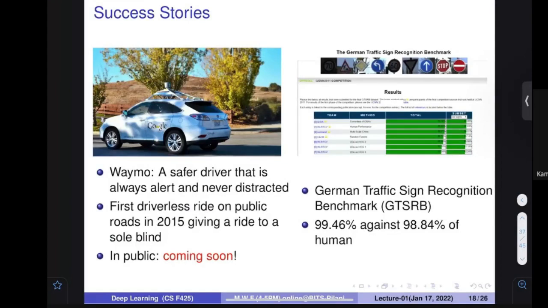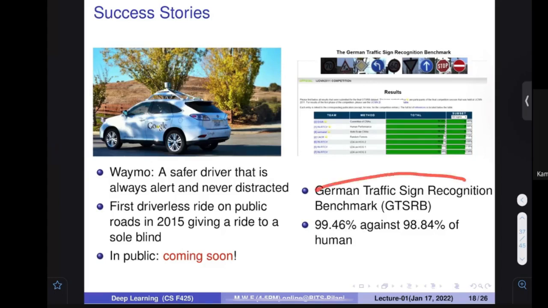Another thing is Waymo. You know that this is the company that wanted to give you rides, a taxi service, and in 2015 they gave a ride to a blind person. Very soon it is going to be with you.